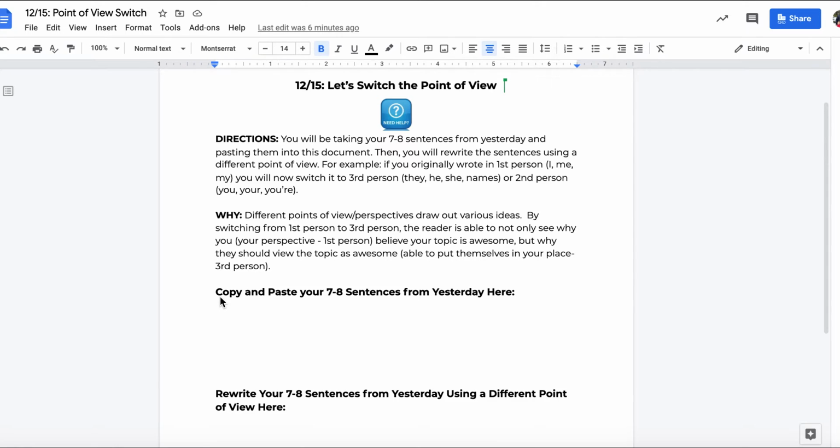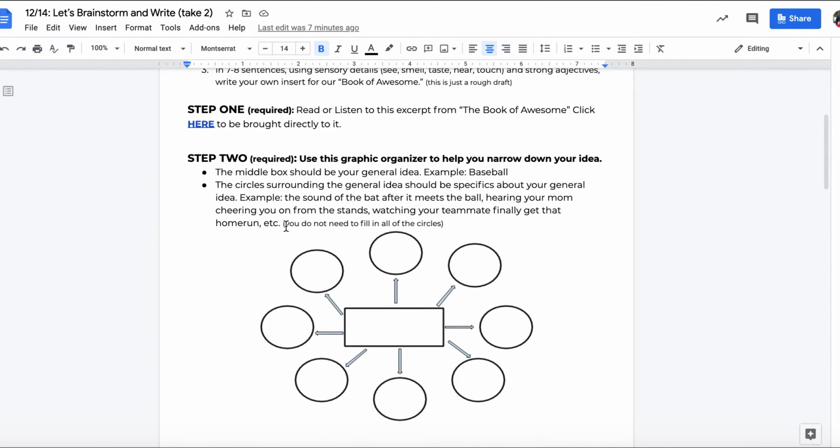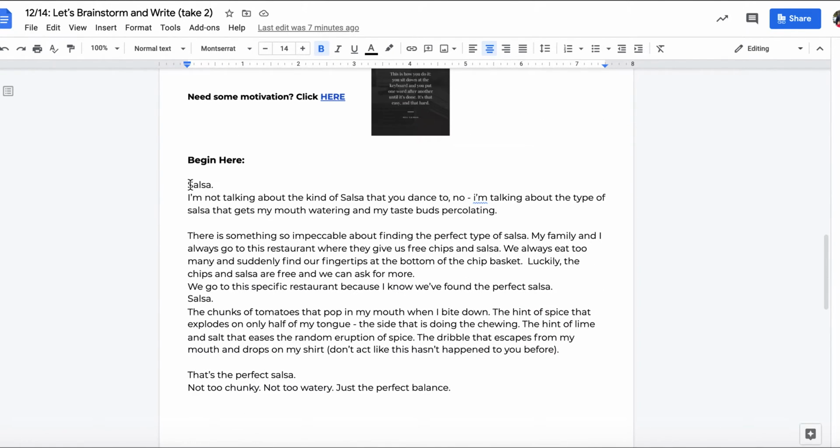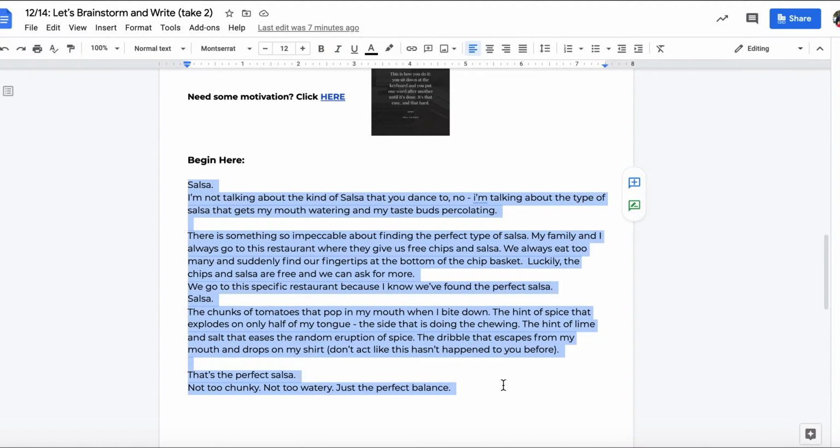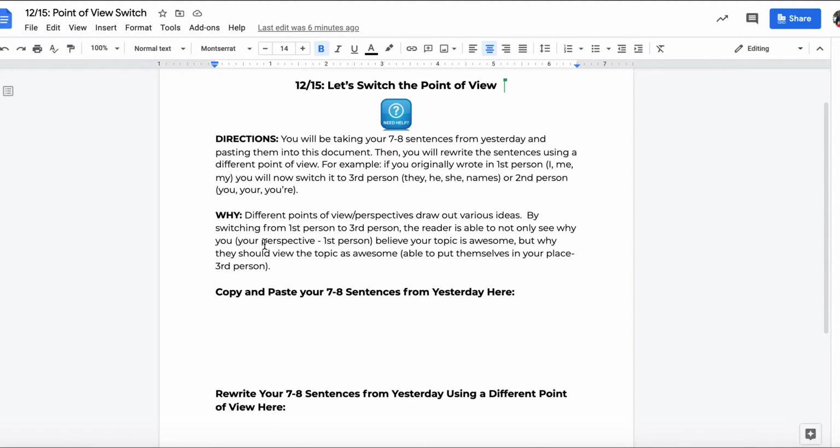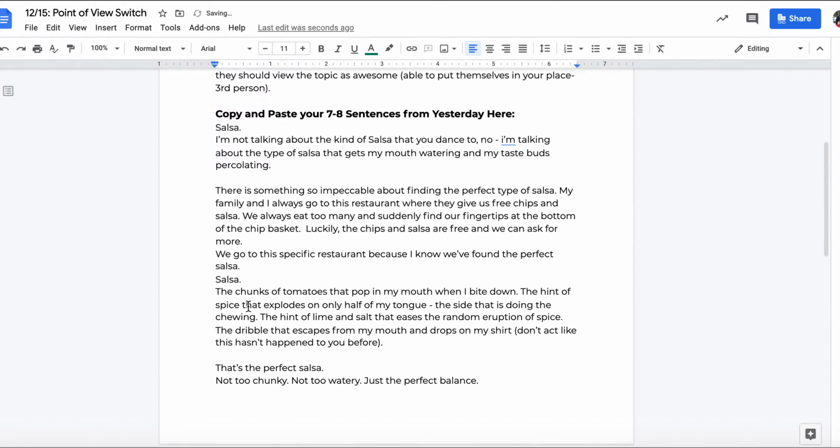So I need to copy and paste my 7 to 8 sentences from yesterday here. I'm going to go back to my document. Let's see if I can find it. And I am going to copy what I wrote here, and now paste it into this document. Okay, so I look at this. It says, salsa. I'm not talking about the kind of salsa that you dance to. No, it's telling me I need to capitalize that, I bet. Yep, I'm talking about the type of salsa that gets my mouth watering and my taste buds percolating.